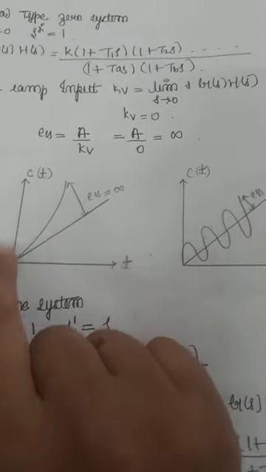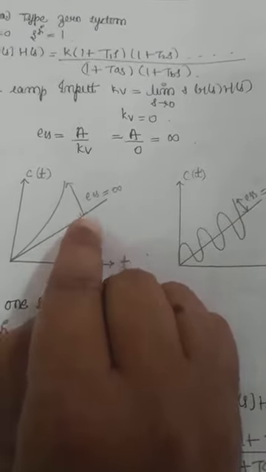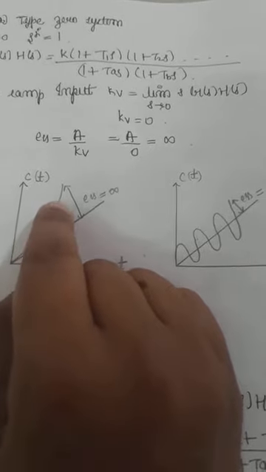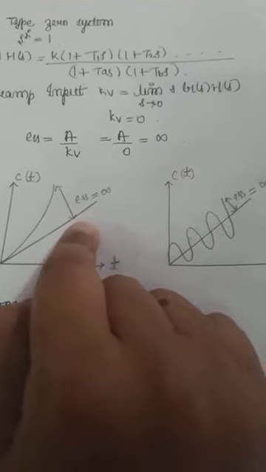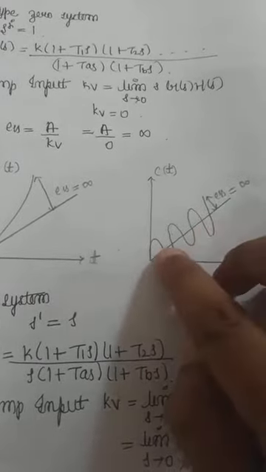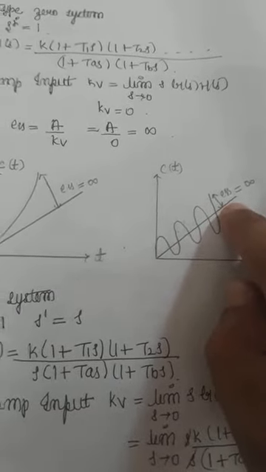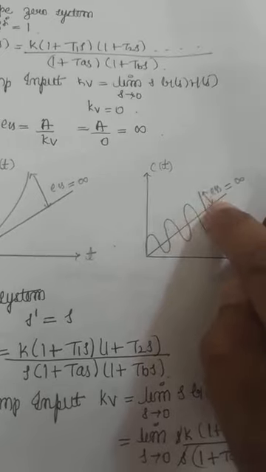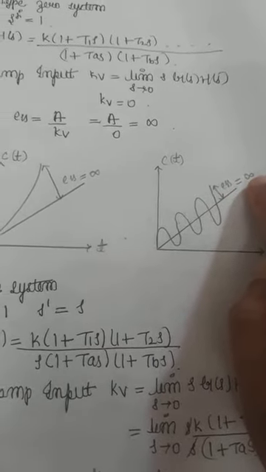So graphically we can show the desired output is ramp. Expected is ramp, and the difference between these two is infinity. We can show it graphically here. Again, a second time, assuming the actual output is oscillatory and the desired output is the ramp input, the difference between these two again gives ess equal to infinity.